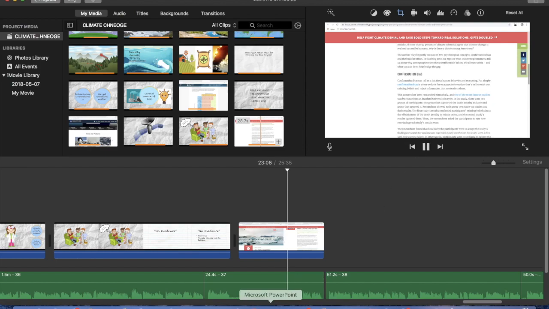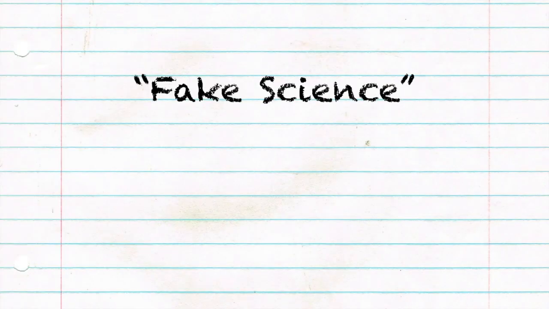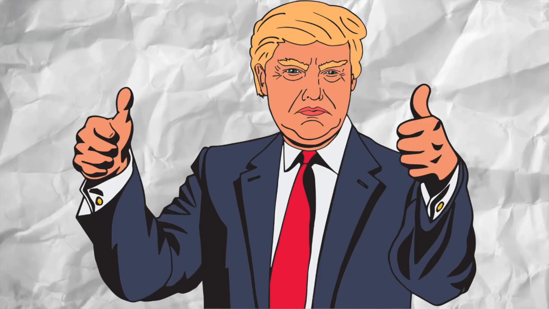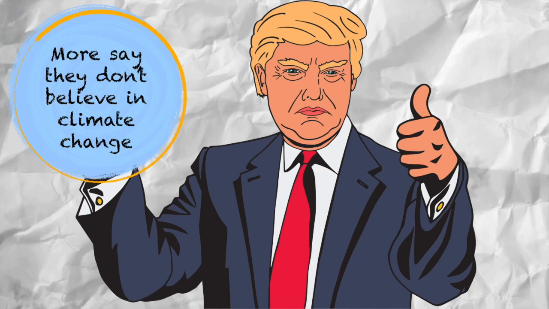Some say that any proof or evidence is fake science and is only meant to try to sway people's opinions. An example of this is the United States' President Donald Trump, who doesn't believe climate change is real, and since the election in 2016, more people have openly stated that they believe climate change is fake, most likely under his influence. A very small percentage of people don't trust science. Also, many people who believe climate change isn't happening don't believe in recent scientific breakthroughs either.